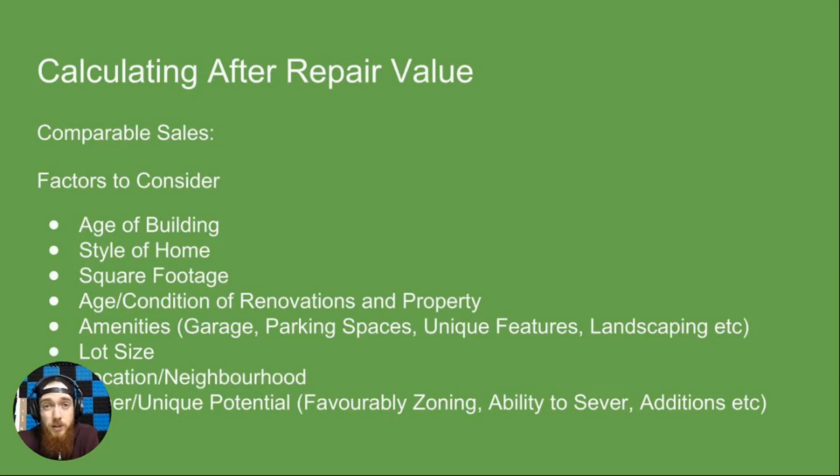Then other unique potentials, another big factor that novice investors may overlook. Just because that property down the street sold for triple the price of the property you're looking at, maybe it has more favorable zoning. Maybe it will allow a more high density build, or laneway carriage homes, or maybe there's the ability to sever a lot, or you have the room to build an addition, or build an additional unit, or convert part of the property into multiple units. These are all different factors that, as a real estate investor, we need to take into consideration when trying to narrow in exactly what our ARV is going to be.